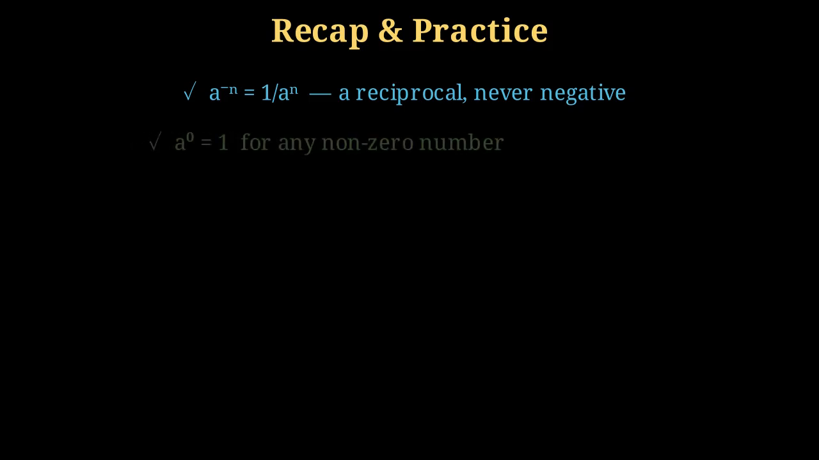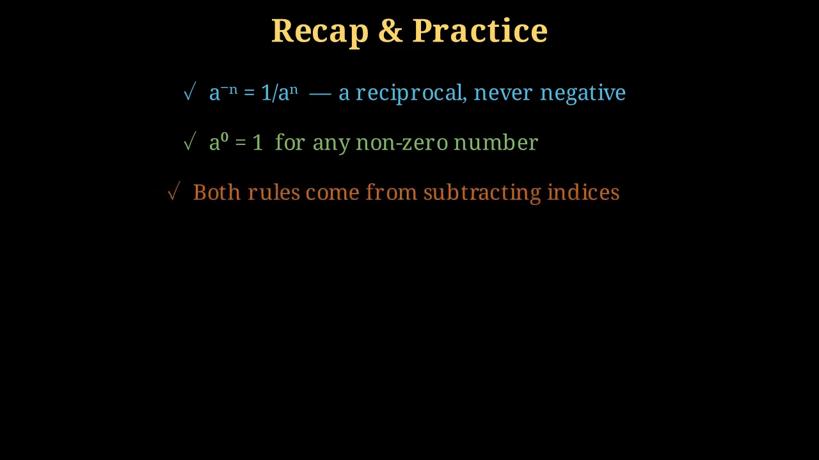Let's close the loop on everything you set out to learn today. A negative index means a reciprocal. A to the negative n is 1 over a to the n. The answer is a positive fraction, never a negative number. Any non-zero number raised to the power 0 equals 1, not 0. And neither rule is magic. Both fall straight out of the division law, subtracting the indices.